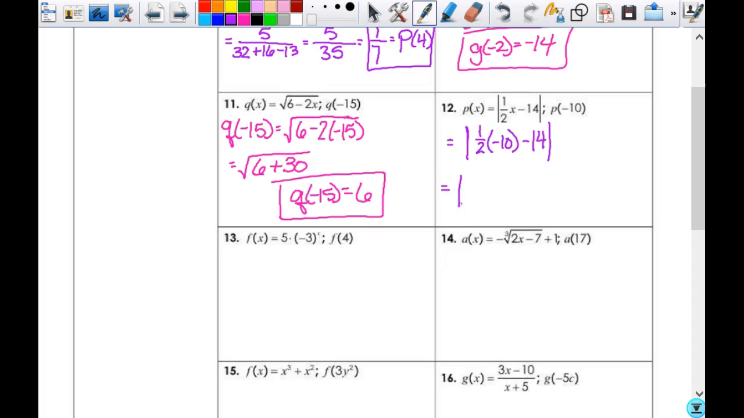Absolute value. All right, so half of negative 10 is negative 5. And then minus 14, you get negative 19. What's the absolute value of negative 19? 15, and that's equal to the, oh, not the Q, that's a P of negative 10. Okay, everybody good? All right, so you do number 13. Actually do 13 and 14, and then stop for me.